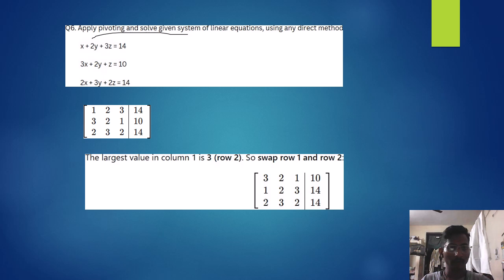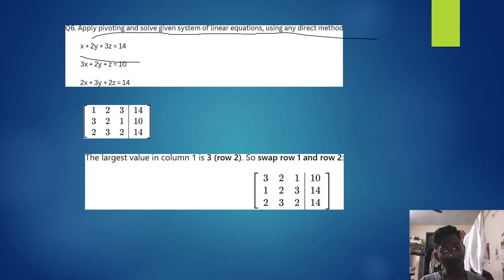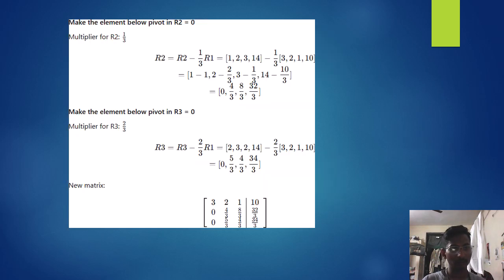Applying partial pivoting, solve the given system of linear equations using a direct method. This is the equation, this is the matrix, and we take the largest element in the column as the pivot. To make the element below the pivot in R2 equal to 0, the multiplier for R2 is 1 by 3. R2 is equal to R2 minus 1 by 3 of R1, which gives 0, 4 by 3, 8 by 3, and 32 by 3.